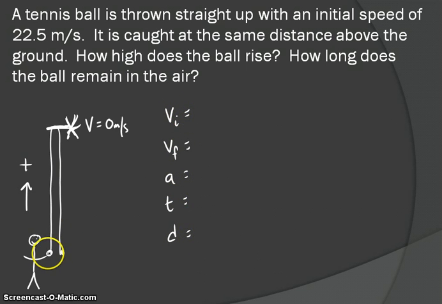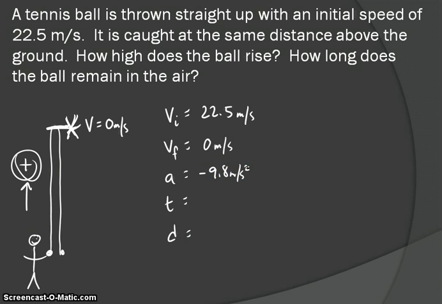So now down here is where I have my initial velocity. My initial velocity was 22.5 meters per second. My final velocity, I'm going to take the final velocity at the peak here, which is going to be 0 meters per second. And now my acceleration acts against my positive direction, so that's a negative 9.8 meters per second squared.